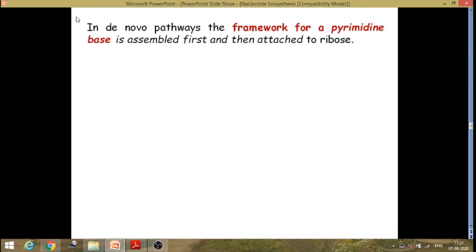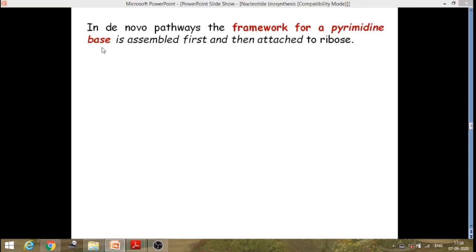इसके अलावा, अब क्या है कि de novo pathways को हम पहले डिस्कस करेंगे और उसके बाद salvage pathway डिस्कस करेंगे. तो in de novo pathways the framework for a pyrimidine base is assembled first and then attached to ribose. तो de novo pathways में सबसे पहले pyrimidine base का फ्रेमवर्क तैयार होता है.